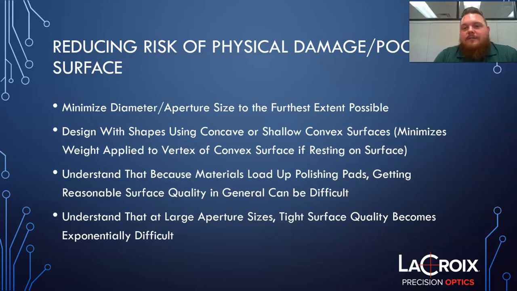Along with reducing the risk of physical damage or poor surface, I would also like to mention and stress that, as we have said, we really struggle with how badly these materials load up polishing pads. Because they load up polishing pads so badly, it becomes very difficult with these materials to achieve a good surface while also simultaneously achieving the center thickness tolerance that you have requested and the surface form tolerance that you have requested. So with these materials, many times we will get to the point that we have good surface form and we meet your center thickness tolerance, but the surface is not ideal. And by ideal, I just mean it's not perfect.